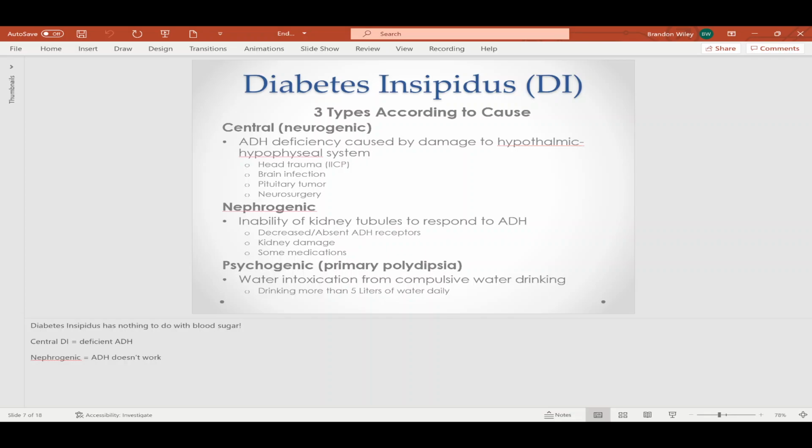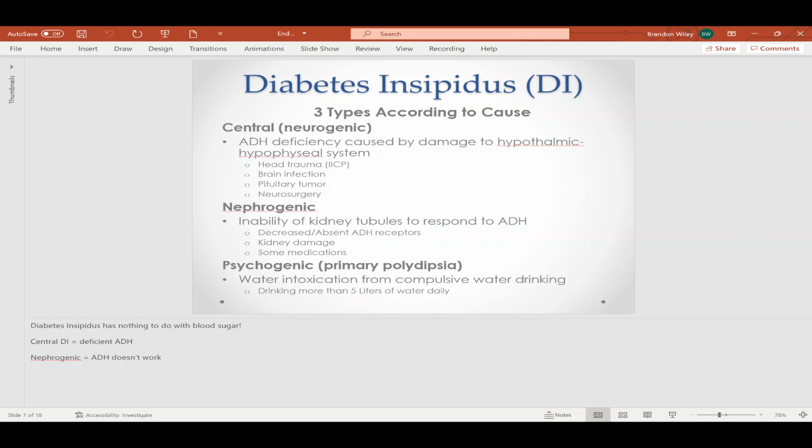Yeah, you have a compulsive water drinking. So these patients typically have a psychiatric disorder where they feel the need to compulsively drink water. I mean, they will drink 5 liters of water daily. And I don't know about you, but I struggle drinking 2 cups of water daily. So this is that psychogenic. That's primary polydipsia. That's not as common, and I've never seen this because I don't work psychiatric, but I'm just throwing it out there that it can occur.